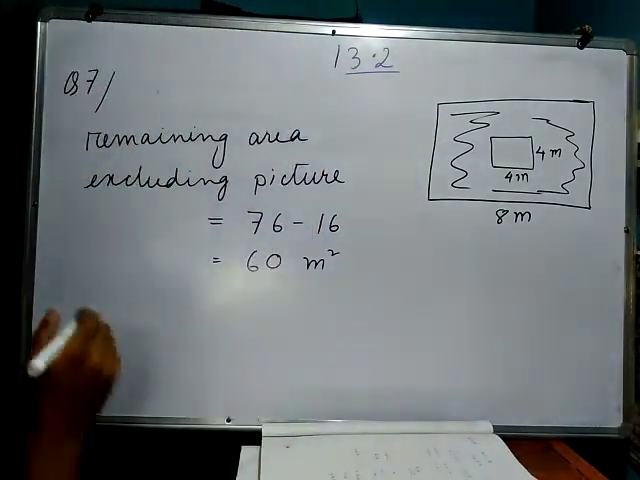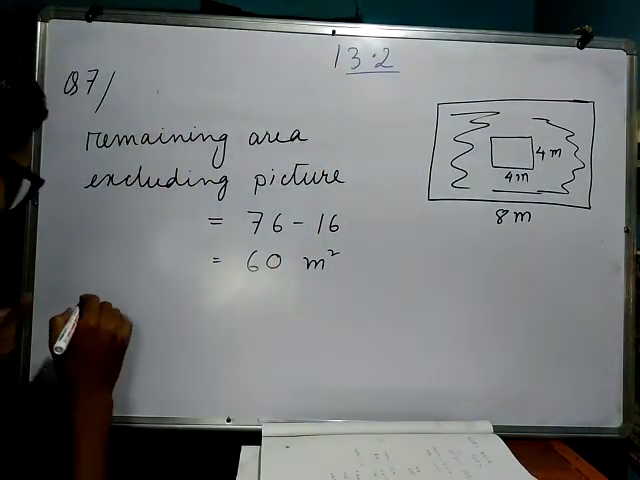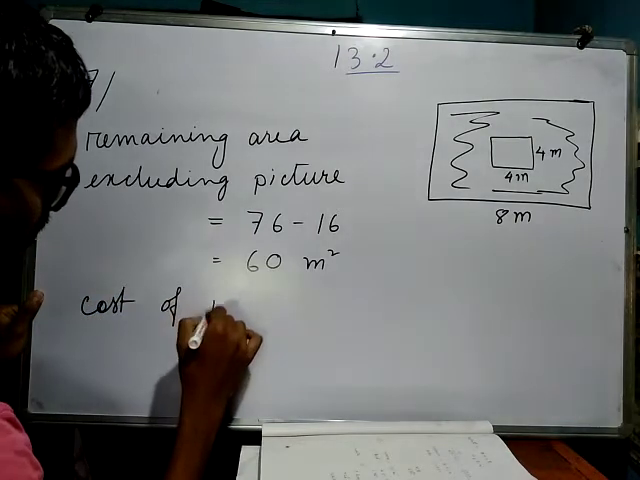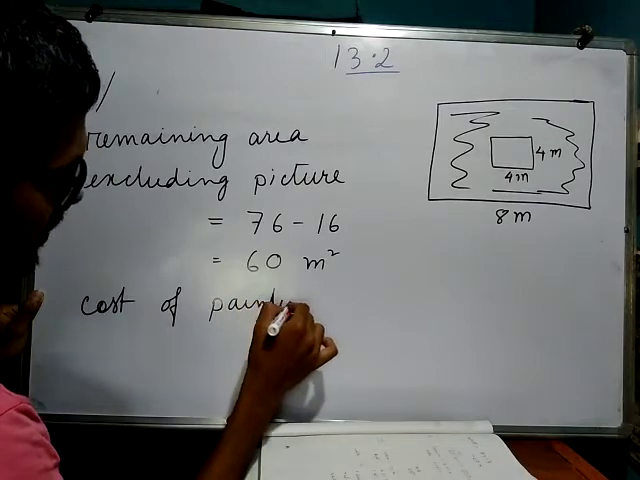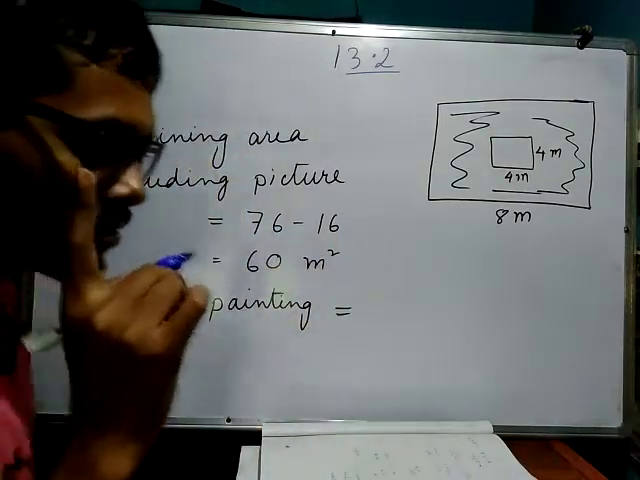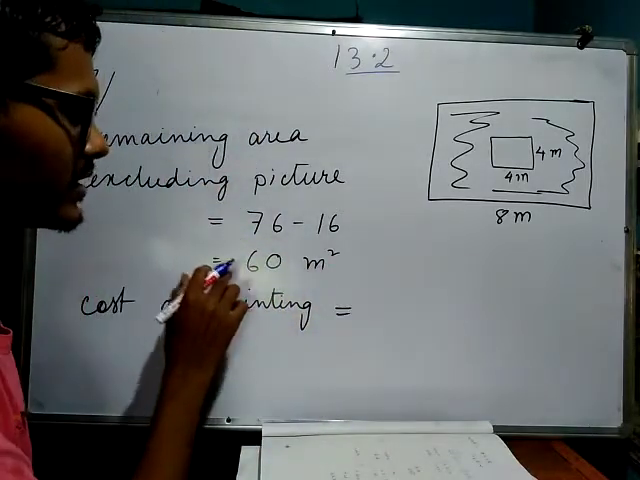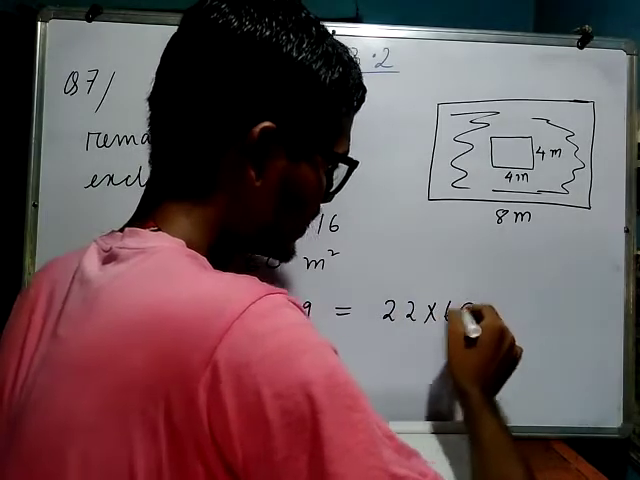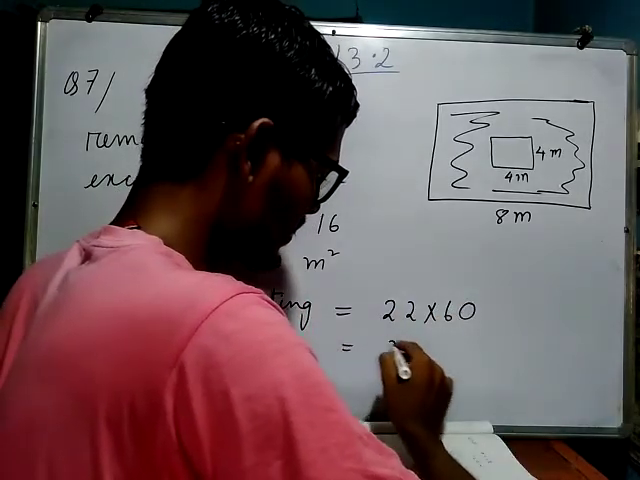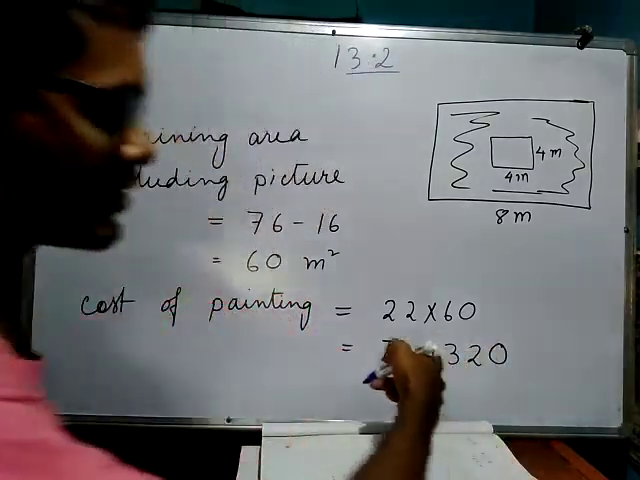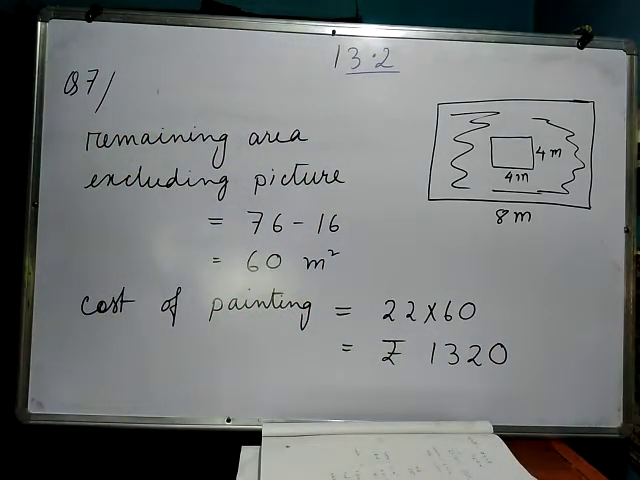Now we have to calculate the cost of painting, color paint at the rate of 22 per meter square. So cost of painting: 1 meter square costs rupees 22. So 60 meter square costs how much? 22 multiply 60, it will be rupees 1320. So this is your answer, 1320 rupees. Now write it down.